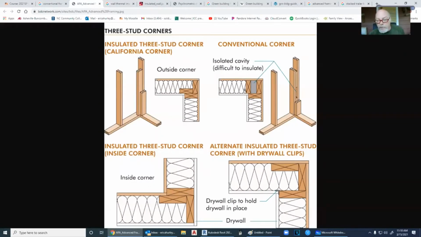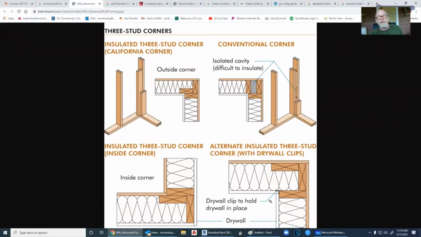So here's that conventional corner, and it had that big gap in here. This was a block of wood, all right? Here is the new outside corner, a 3-stud California. I don't know, everything these days is a California. You got a California bed, a California king, you got a California hammer, you got a California corner. Anyway, so this is the new way of doing this. Well, what if we built it like this? Drywall clip to hold drywall in place.